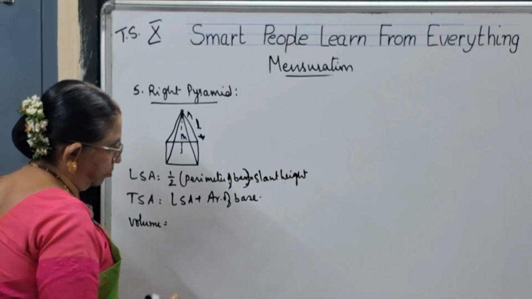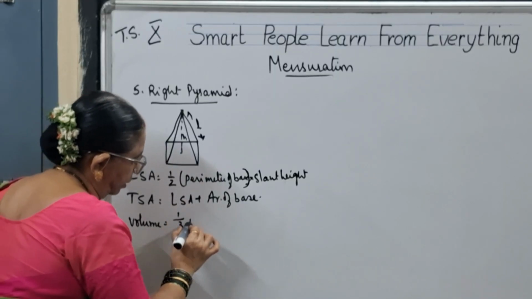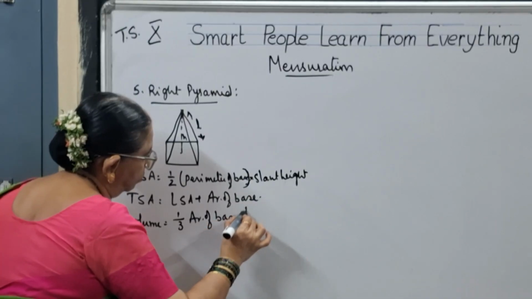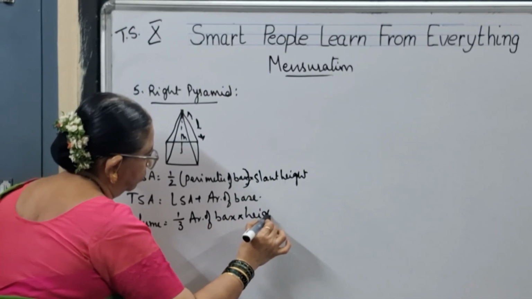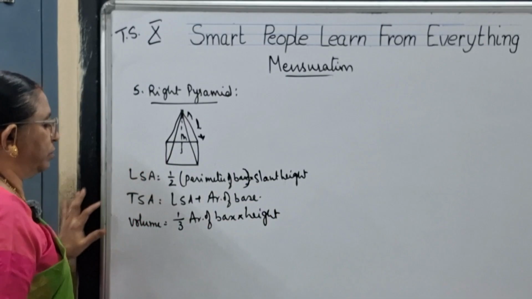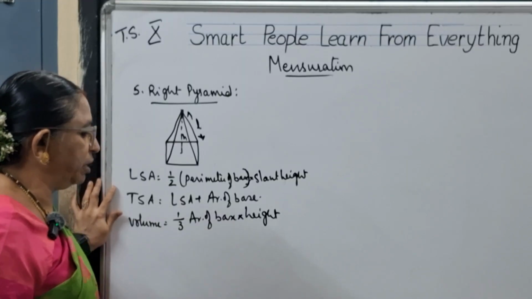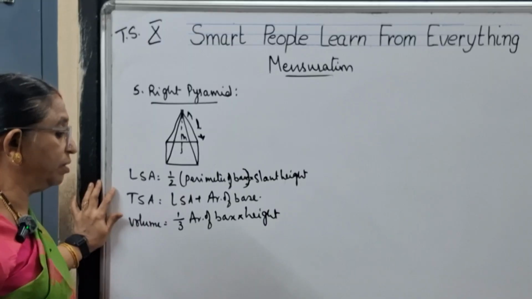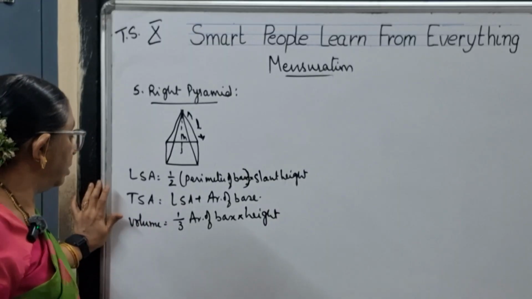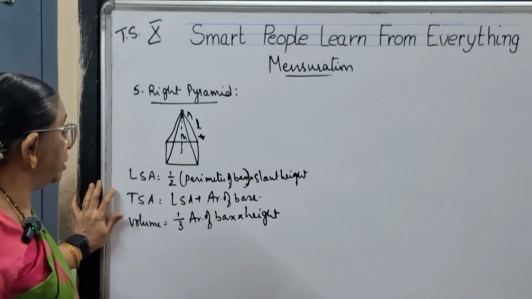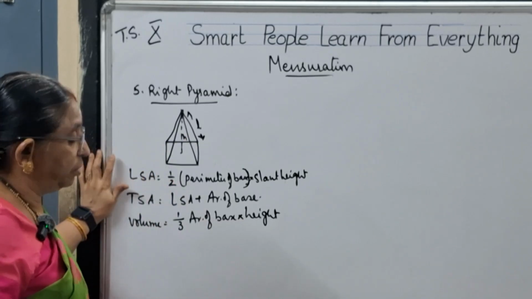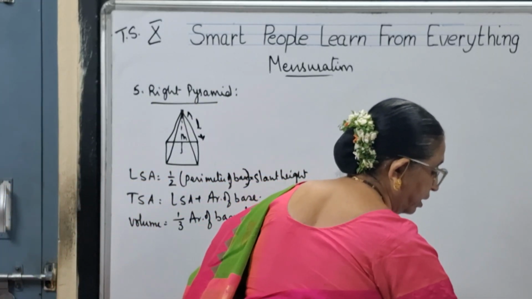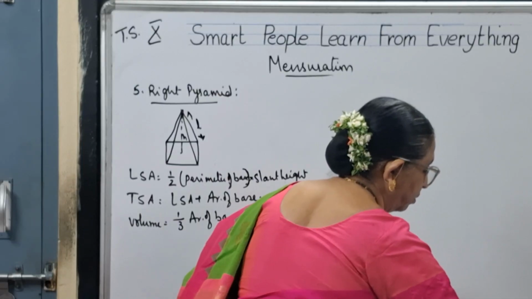Volume is nothing but 1/3 of area of base into height. These are the formulas. Specifically, we don't mention, children, because the shapes are not properly given here. According to the shape, you will have to write, is it a rectangle or is it a square? Accordingly, you have to write.